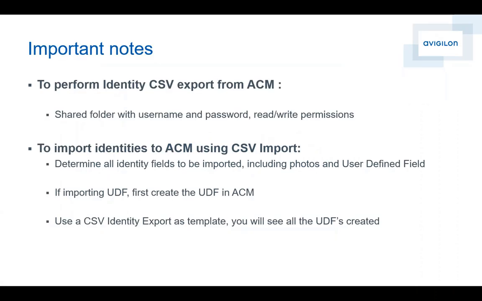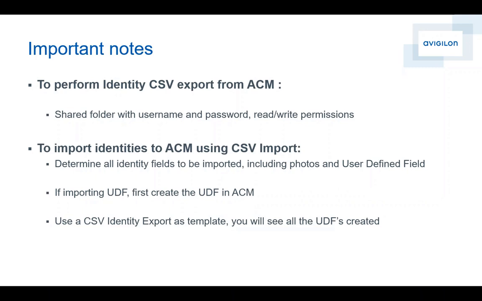To perform an identity CSV export from ACM, you should have a share folder with a username and password and the proper read and write permissions. This is one of the biggest things we've seen issues with customers trying to export data: they don't have the right format. So make sure that on the computer you're exporting the data to, you have a proper folder and, again, the username and password, so you can put that information in ACM in the CSV export functionality.